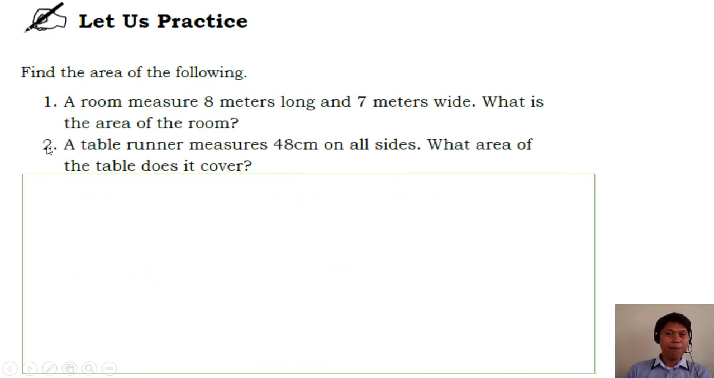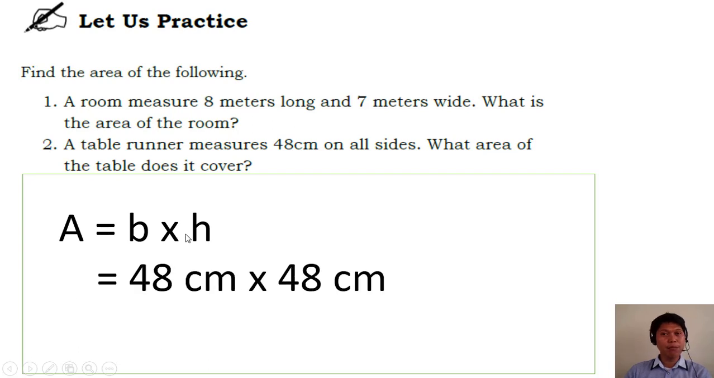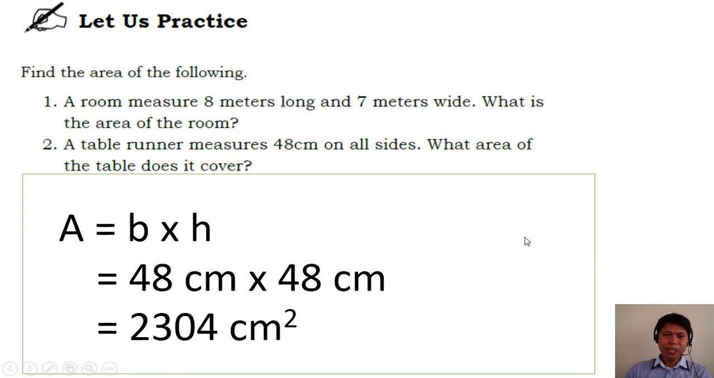For number 2, we have a table runner that measures 48 centimeters on all sides. So it is a square. What area of the table does it cover? Okay, so we have base times height, or s times s. So base times height, we have 48 times 48, which is equal to, okay, this is the solution, 2,304. So let us check. 8 times 8 is 64. Write 4 and then 6.